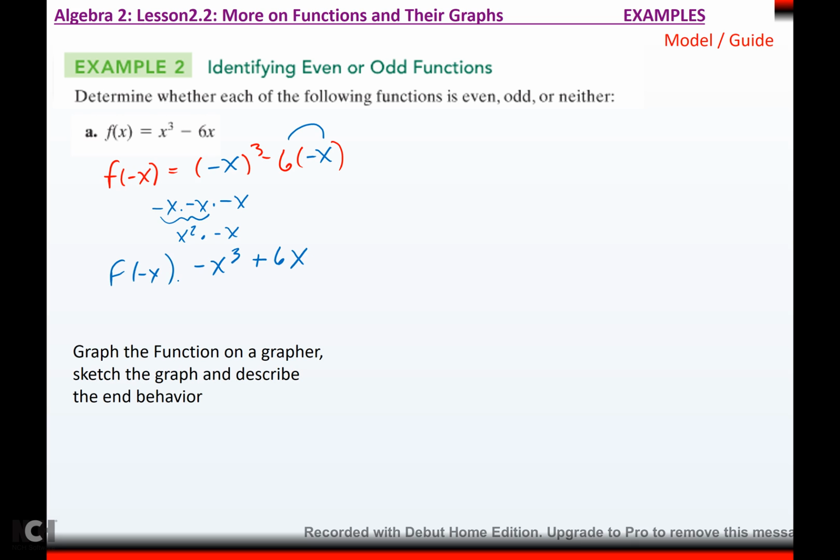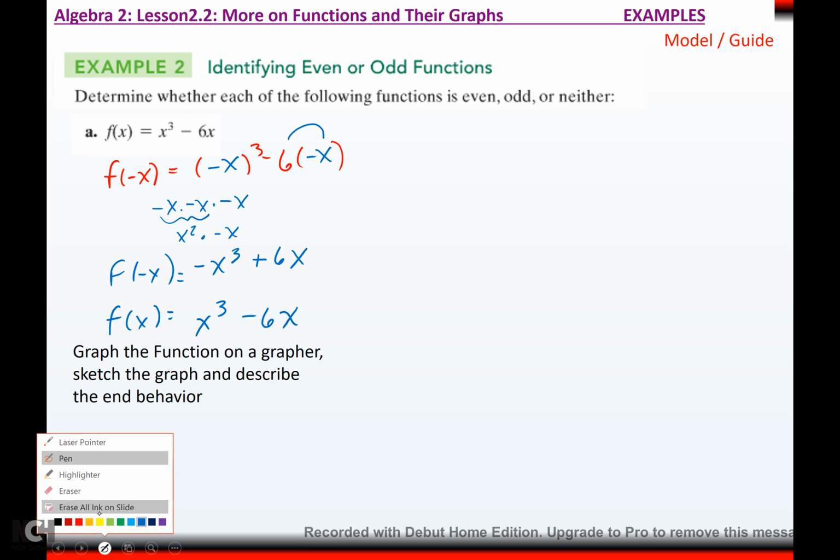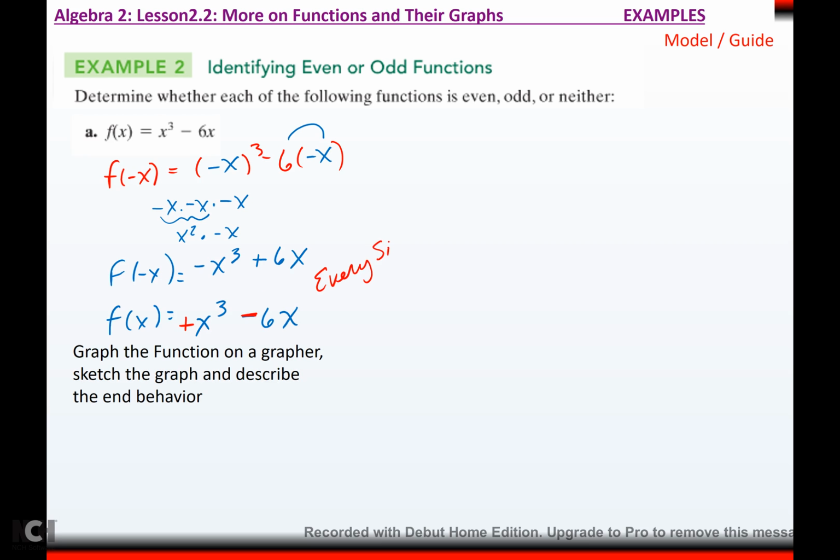So if I look at the original function, I see if either they all changed signs or no one changed signs. X cubed started out positive, now it's negative. 6x started out negative, now it's positive. So every sign changed, which makes it an odd function. Okay, then it says check the function on a grapher, sketch the graph, and describe the end behavior.